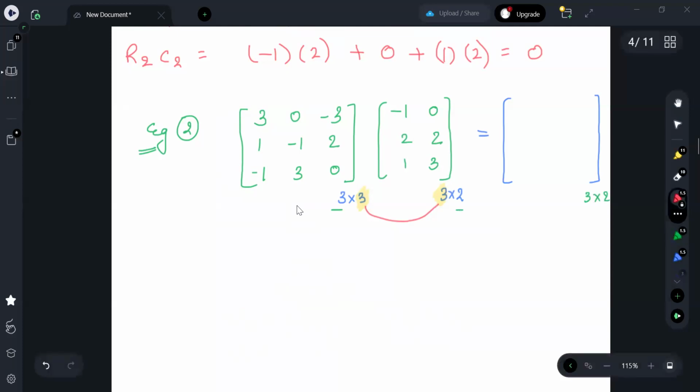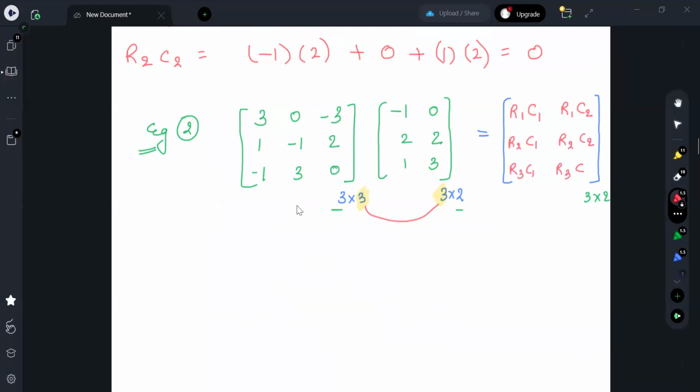I'm taking row 1 and I multiply it by column 1. Because you'll have 3 rows, it makes complete sense that I'm going to multiply row 1 with column 2, right? I only have 2 columns. Row 2 with column 1, row 2 with column 2, row 3 with column 1, row 3 with column 2, right? And this gives me the right order of my matrix.